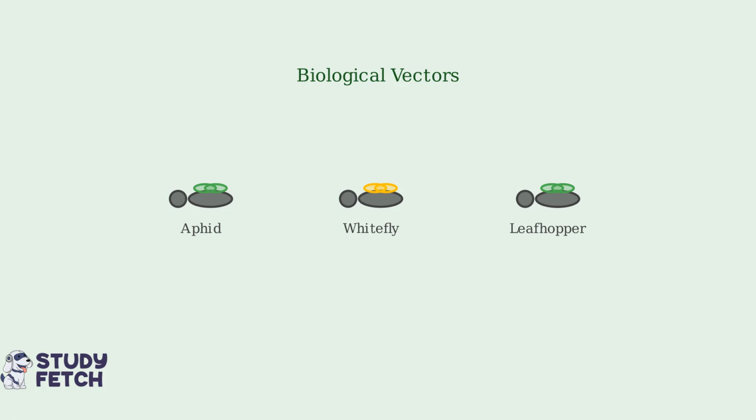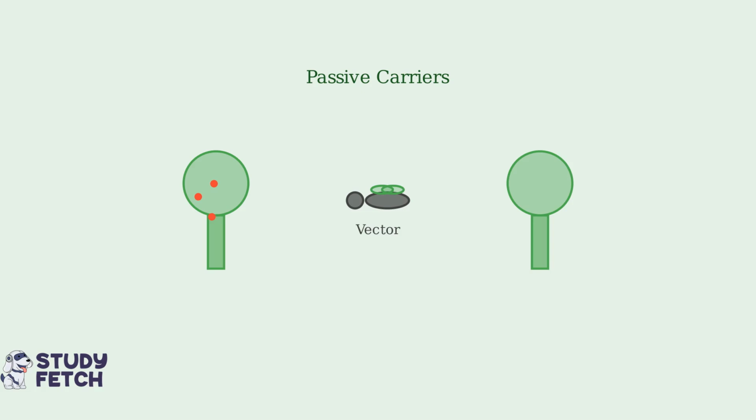The primary biological vectors for plant virus transmission are insects, particularly aphids, whiteflies, and leafhoppers. Unlike in animal hosts, viruses typically do not replicate within insect vectors. Instead, insects serve as passive carriers, transporting viruses from infected plants to healthy ones. When an insect feeds on an infected plant, it picks up virus particles. The insect then carries these viruses to the next plant it feeds on.